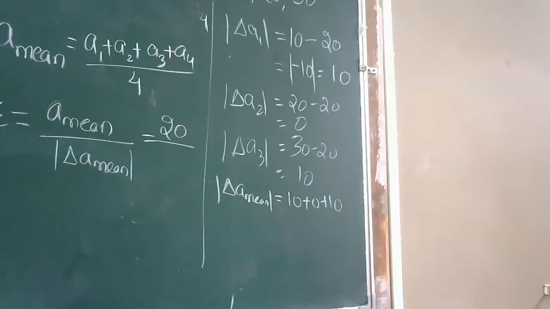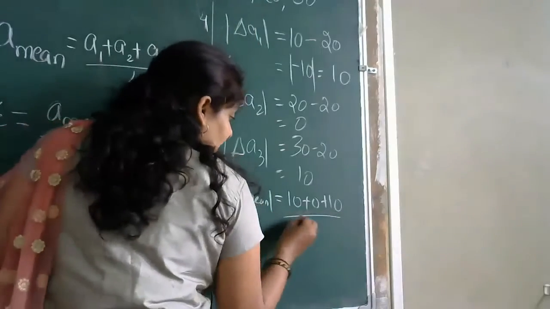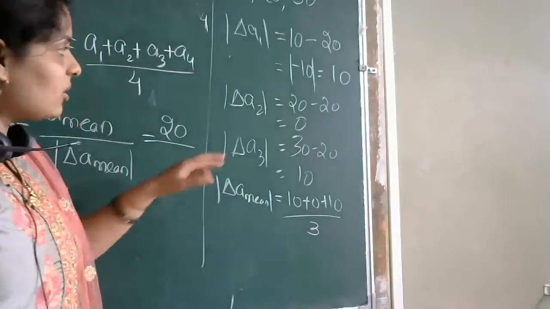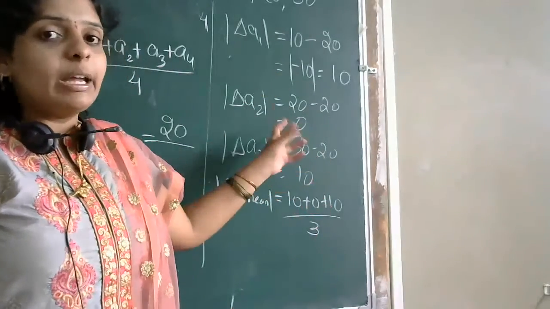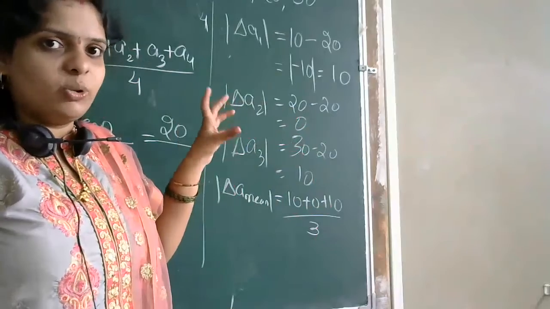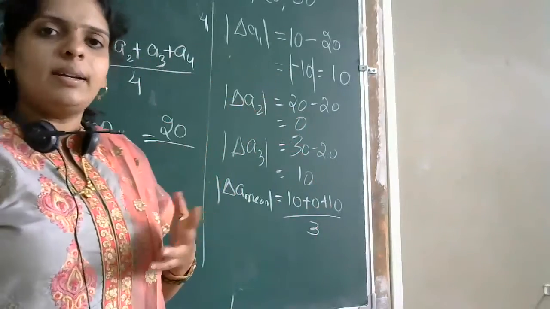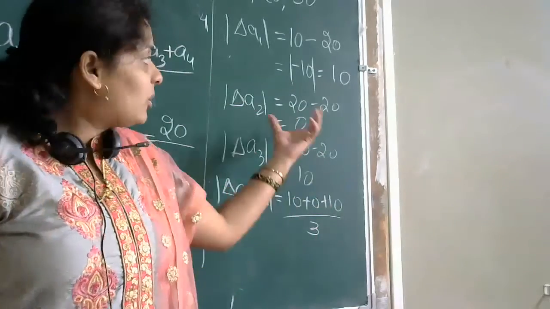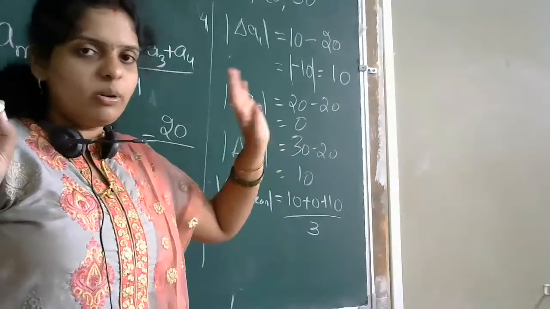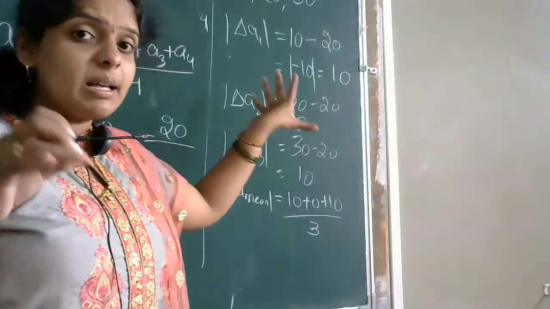The answer is yes, correct. That is 6.66. I think a few people are very good in statistics. So the answer is 6.66. How? Here you need to divide it by 3. Why? Because you have 3 numbers here. You cannot neglect this delta A2. Mathematically, you can say that this also is included in the reading.